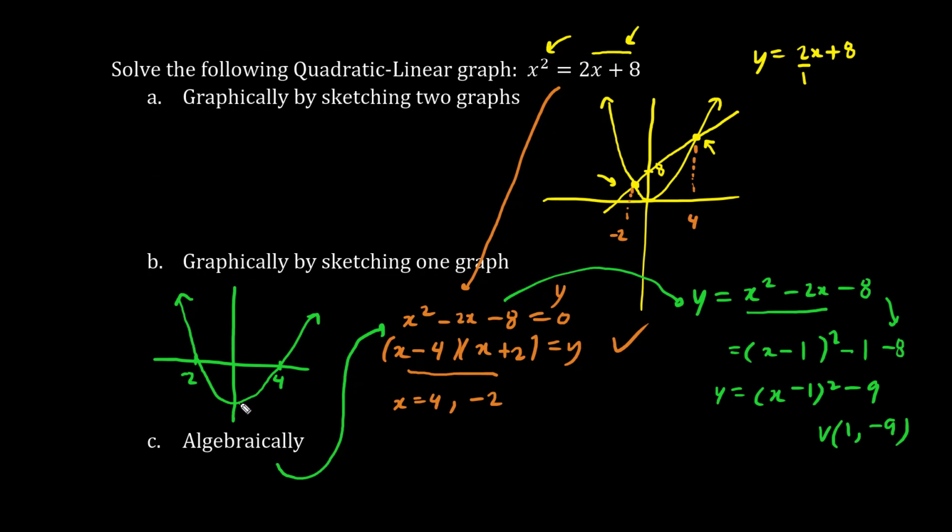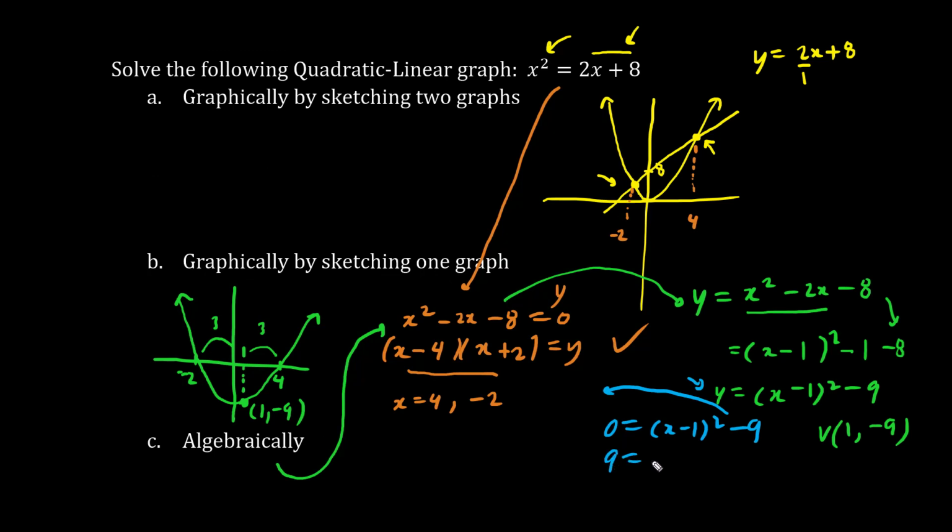So if we really wanted to label this with a bit more detail, the vertex would be here as 1 comma negative 9. And notice how the distance from 1 to the first root is equal to the distance from 1 to negative 2. And that distance happens to be 3. There are other algebraic techniques we're going to learn in this course. We can set y equals 0 if we already have the completed square form and use algebra.